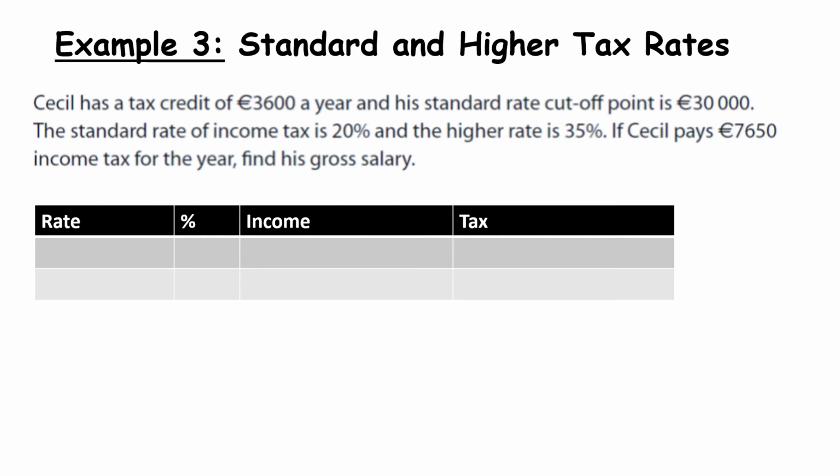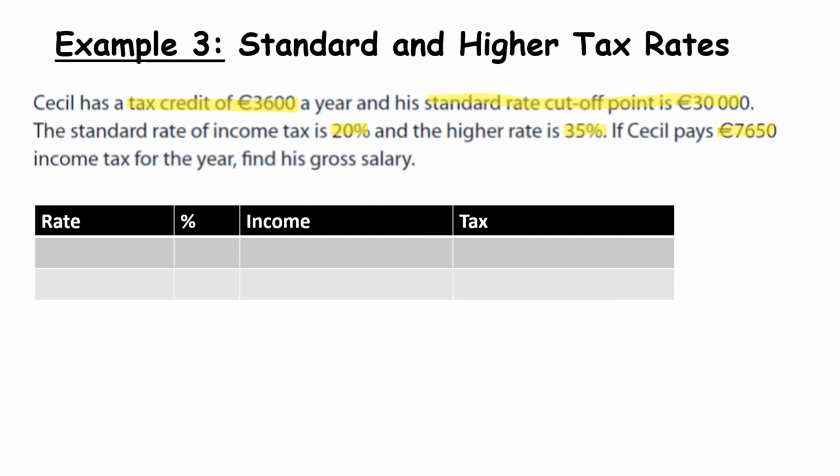Cecile has a tax credit of 3,600 a year, and his standard rate cutoff point is 30,000. The standard rate of income tax is 20% and the higher rate is 35%. If Cecile pays 7,650 in income tax for the year, what is his gross salary?